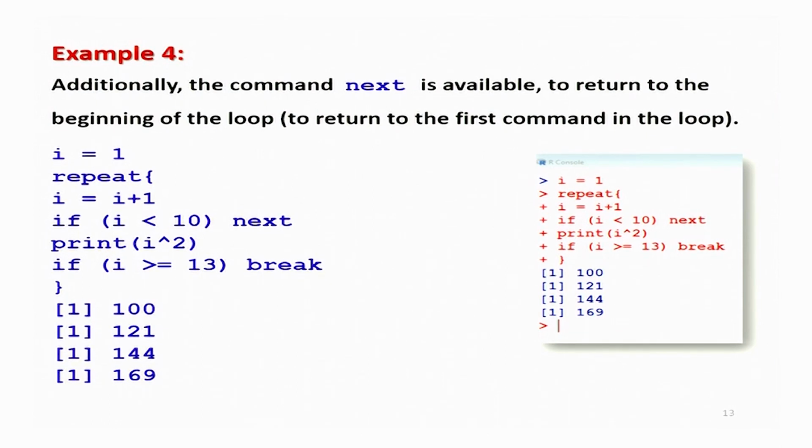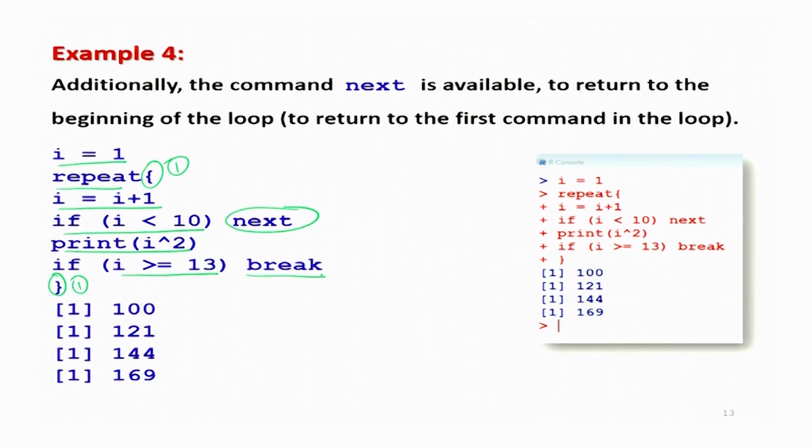So, I choose the initial value I equal to 1, and I use the command repeat, and whatever I want to repeat I give under the curly bracket. Then I becomes I plus 1. Now, I have a condition that if I is less than 10, then use the command next, and print I square, and if I is greater than or equal to 13, then break the program.